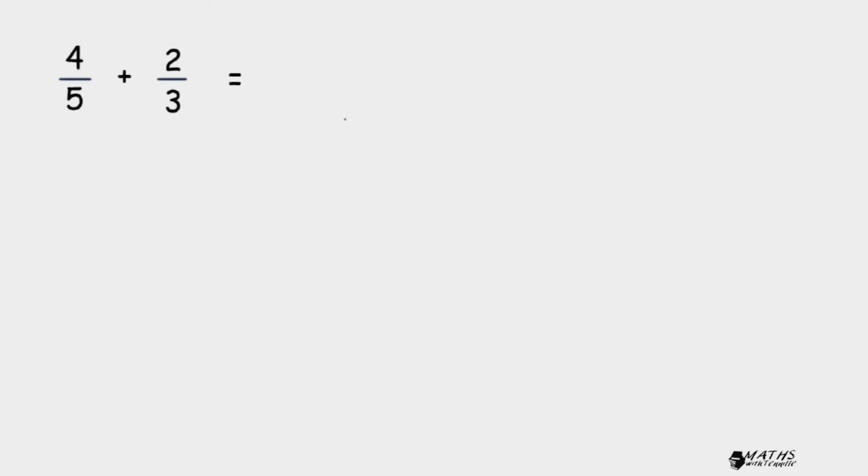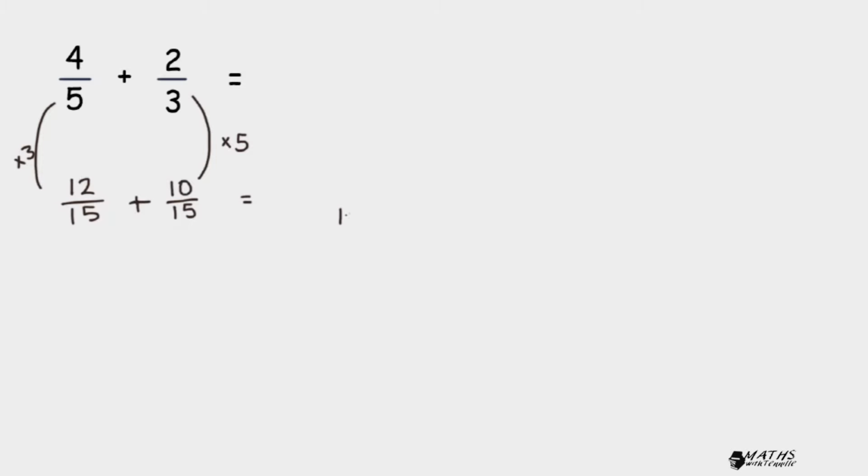Let's have a look at one more addition. We have 5 and 3 being our denominators. The lowest common multiple is 15. How do we get 5 to 15? We times by 3. We do the same to our numerator. 4 times 3 gives us 12. And to go from 3 to 15, we times by 5. We do the same to our numerator. 2 times 5 gives us 10.